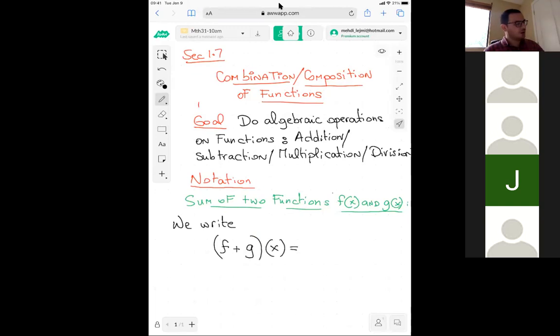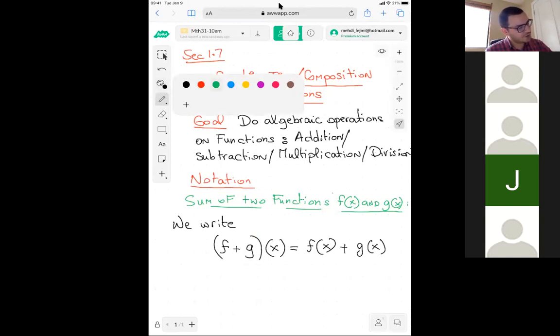So when you see f plus g of x, this means f of x plus g of x. It's like you distribute the f and g. So f plus g of x is f of x plus g of x. And again, this is just notation for when you have two functions, f and g. When you write f plus g of x, that means f of x plus g of x.